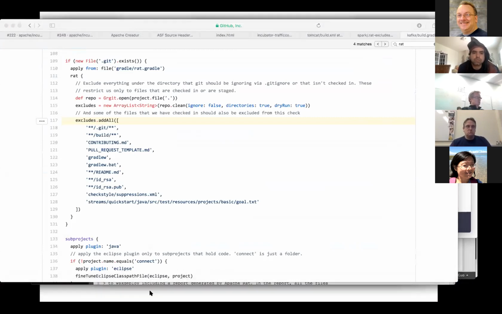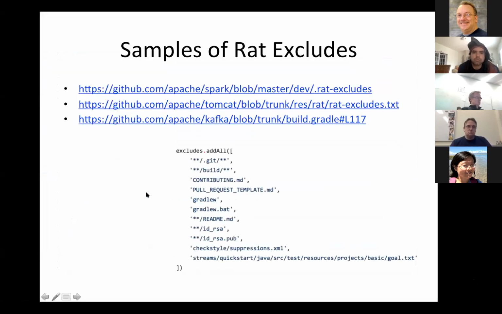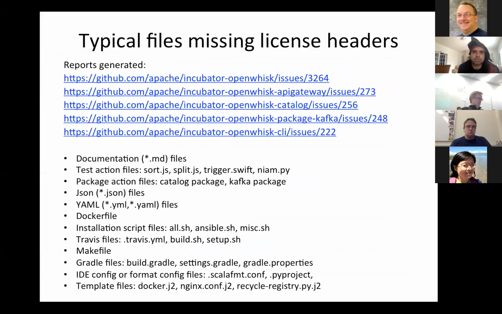Let's go back to the deck. So in my work I have used this rat tool to test some projects, some repos under the OpenWhisk community. Something like our main repo, API Gateway, Catalog, package Kafka, and CLI.